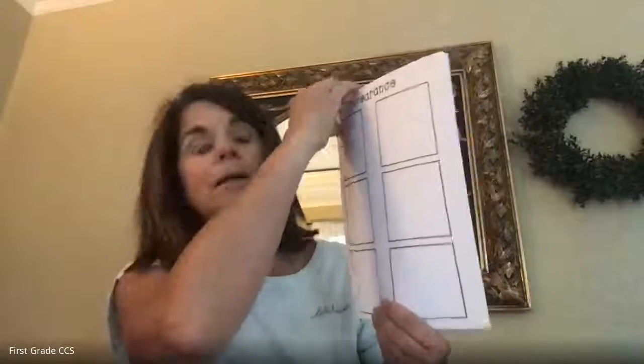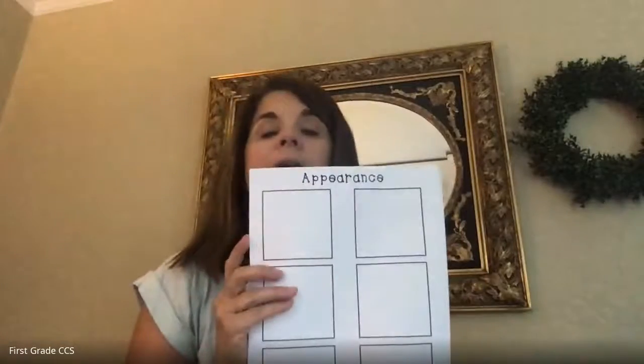Appearance, you should have this one. And you see there's little boxes here. This is going to be what the animal looks like. And then you have diet. So we're going to look at those 3 pages today. That's all we're going to do. And we're going to talk about how to find your animal.